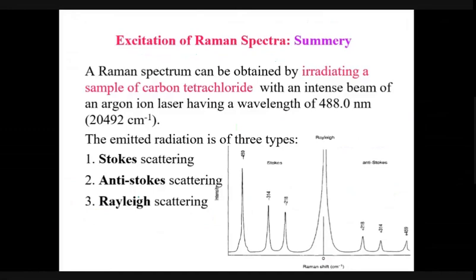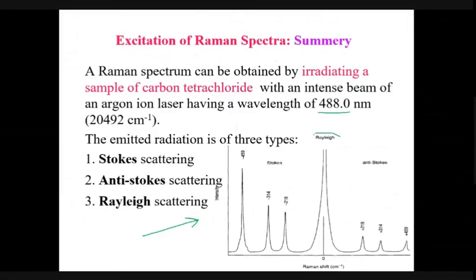No, it will not happen. All the molecules will give you all sorts of scattering. Now, as I am reading, you observe this diagram. A Raman spectrum can be done by irradiating a sample of carbon tetrachloride with an intense beam of argon laser having wavelength of 488 nanometers or 20,492 centimeter inverse. The emitted radiation is of three types: Stokes, anti-Stokes, and Rayleigh.